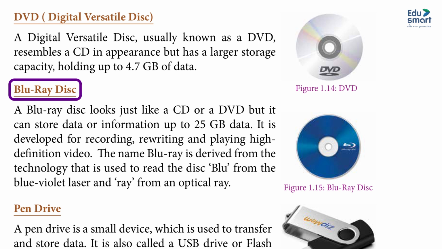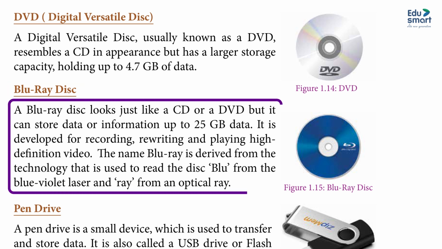Blu-ray disc. A Blu-ray disc looks just like a CD or a DVD, but it can store data or information up to 25 GB. It is developed for recording, rewriting, and playing high-definition video. The name Blu-ray is derived from the technology used to read the disc: blue from the blue-violet laser and ray from an optical ray.